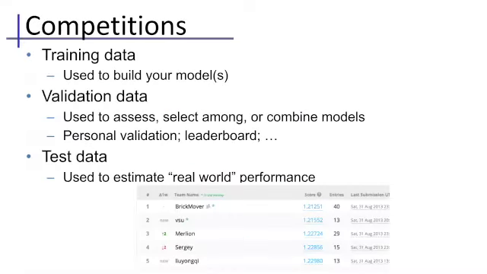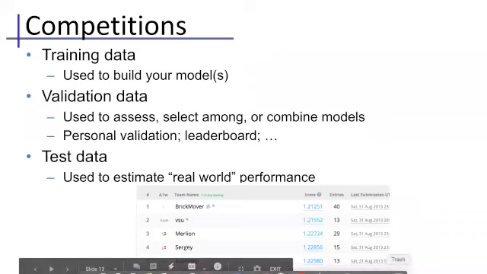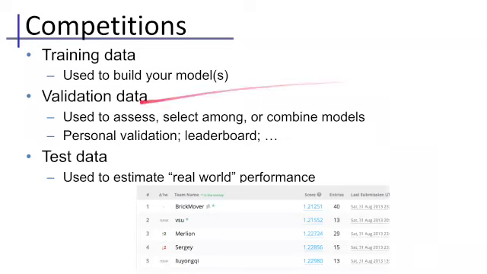For instance, in the future, you might want to participate in these Kaggle competitions. In a Kaggle competition, what users commonly do is split the data sets into exactly these three sets here. Usually they release the training data set to you, and you can download this data set and train your models on it.